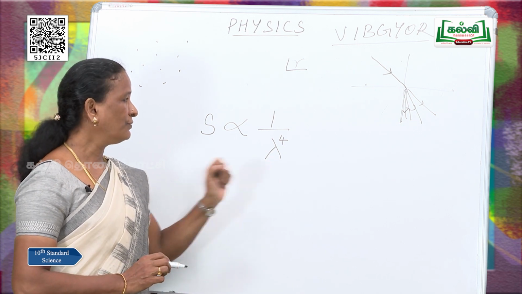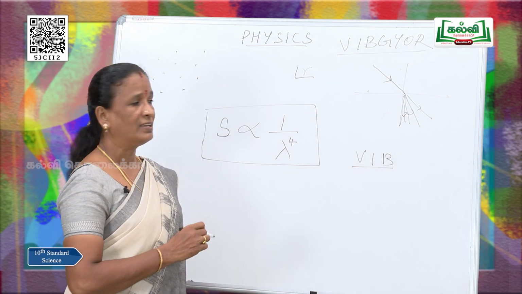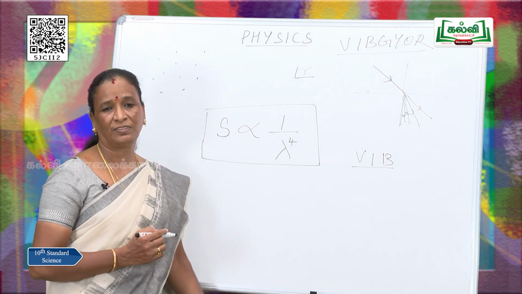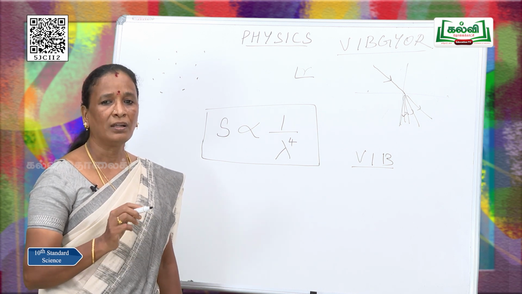So Rayleigh scattering states the amount of light scattering is inversely proportional to the 4th power of its wavelength, lambda. This is important: if asked to define Rayleigh scattering, you have to write the answer and mention this formula. According to this law, shorter wavelength colors are scattered much more. I already told you which colors are scattered lower and which are scattered higher. We have seen that violet, indigo, blue, having the lowest wavelength, are scattered much more than the longer wavelength colors.